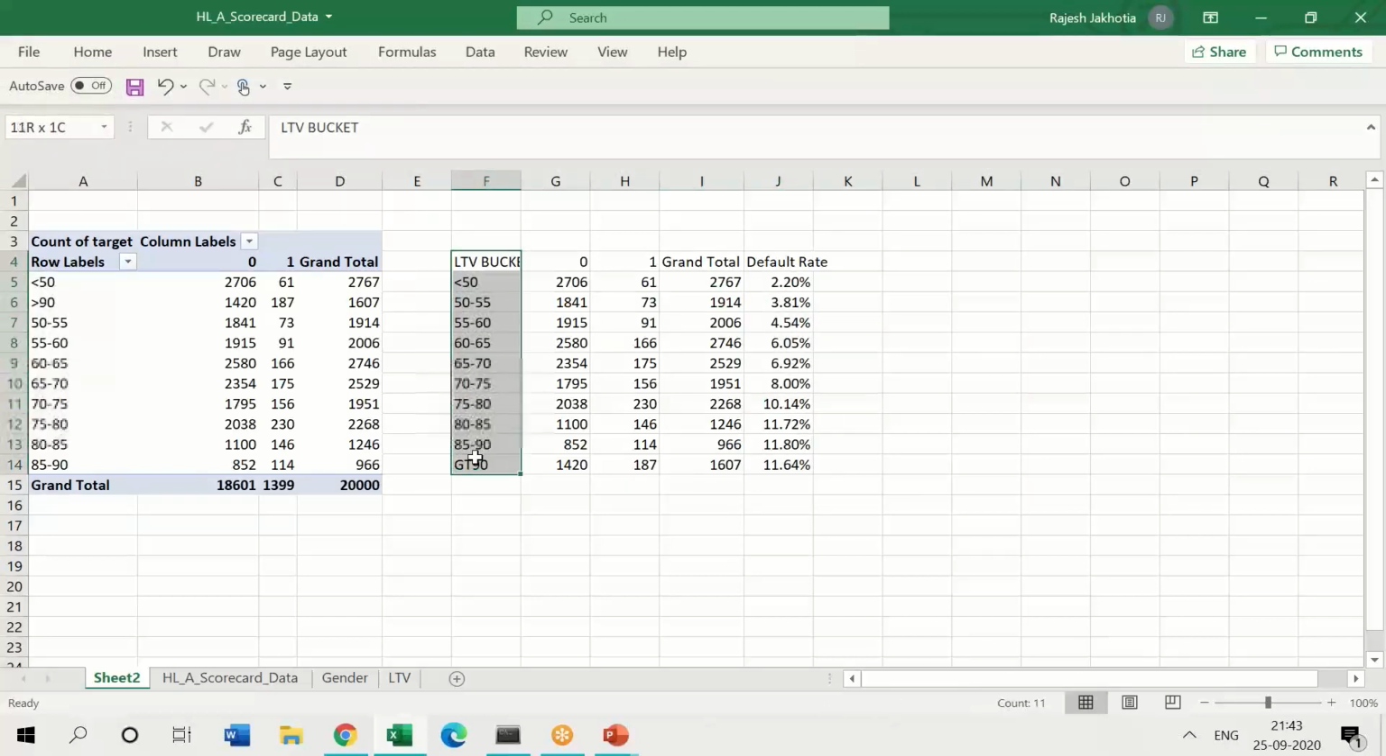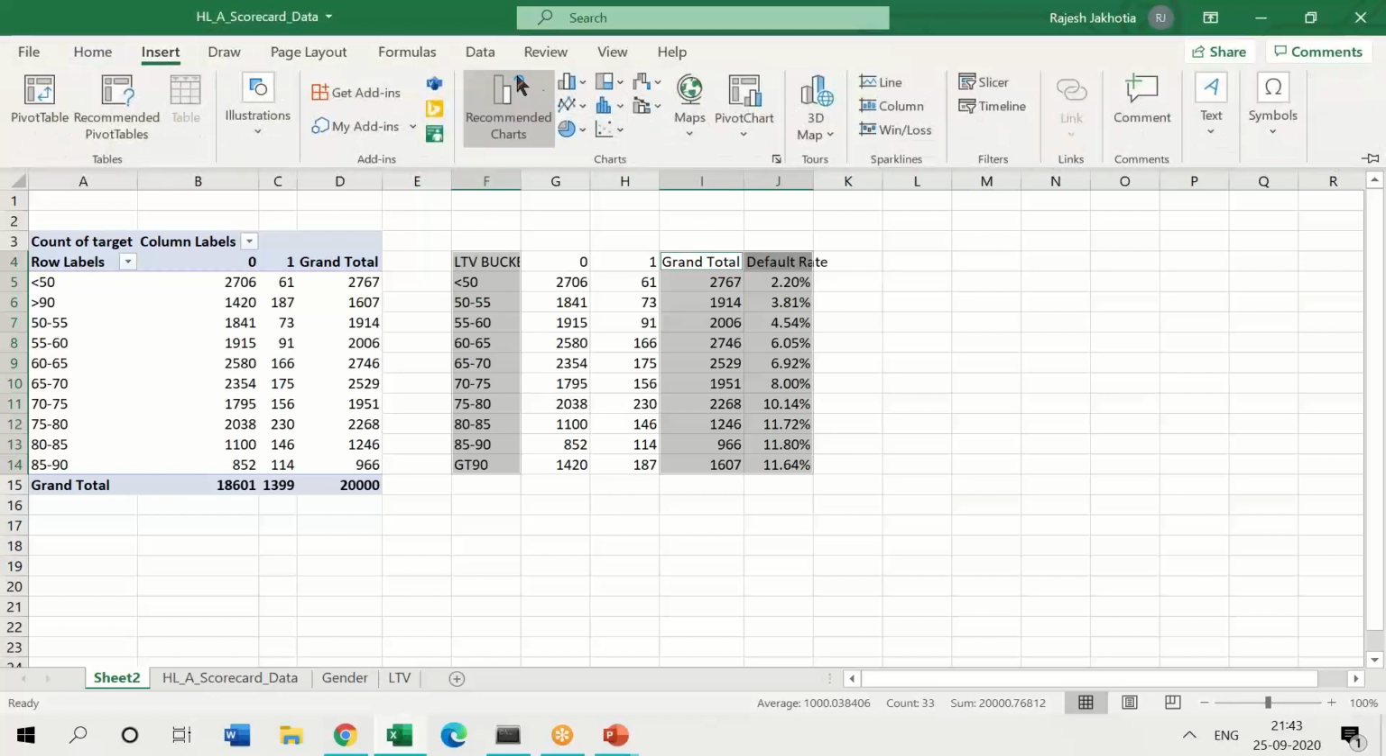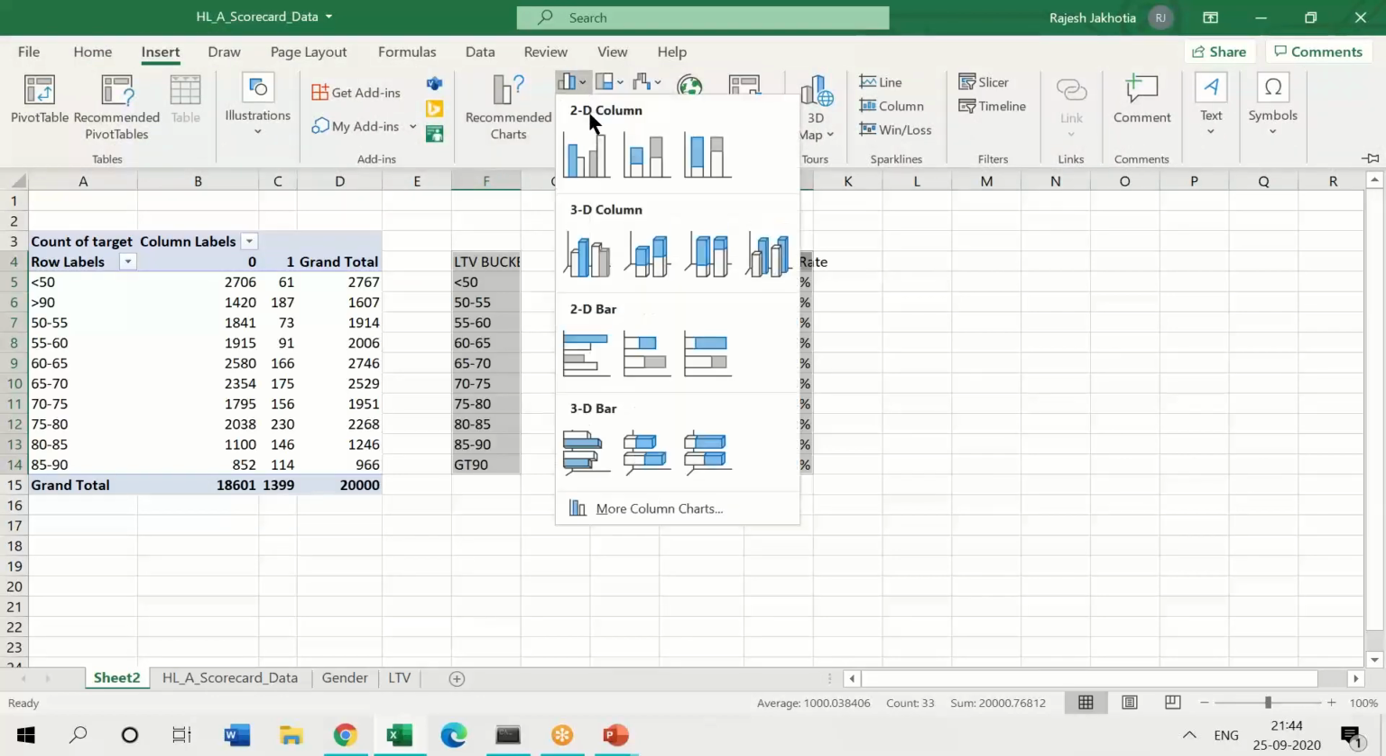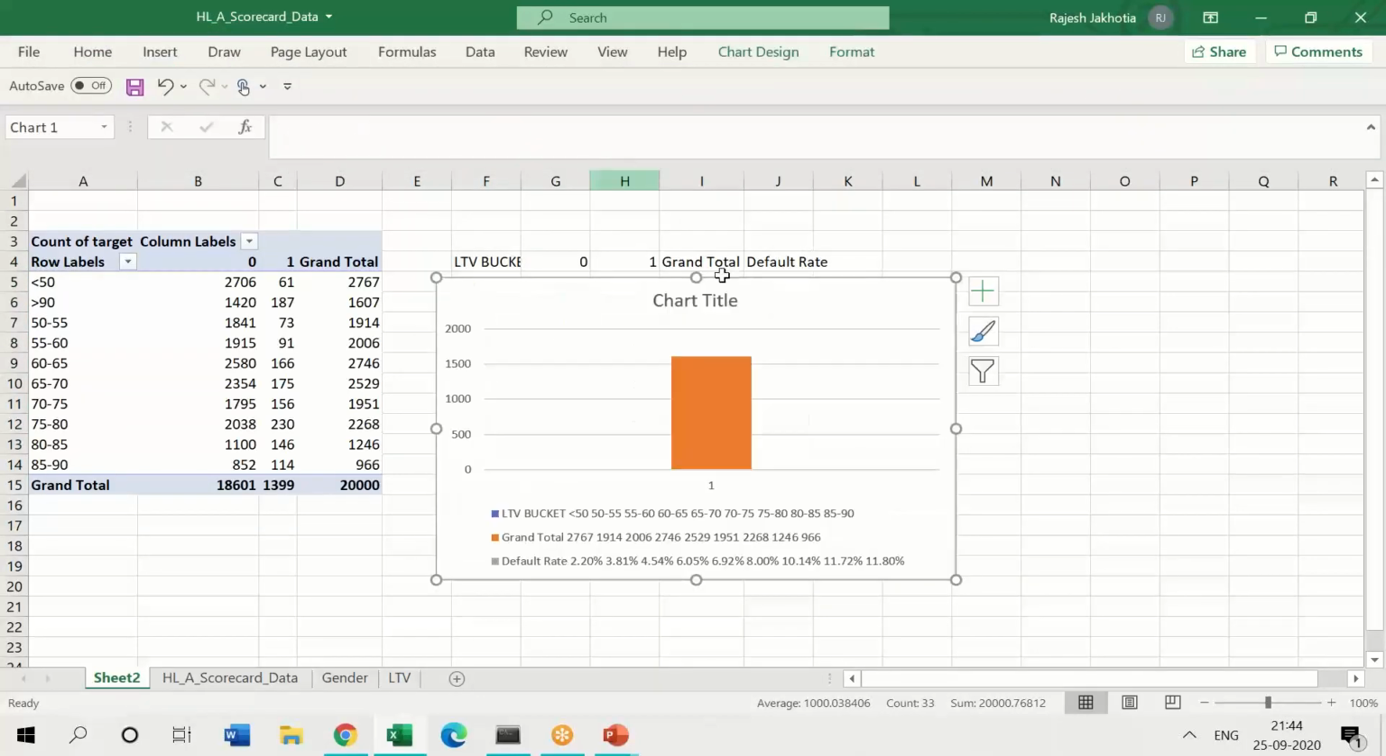And we can make a plot of this. Insert a plot. No, it has not come out properly.